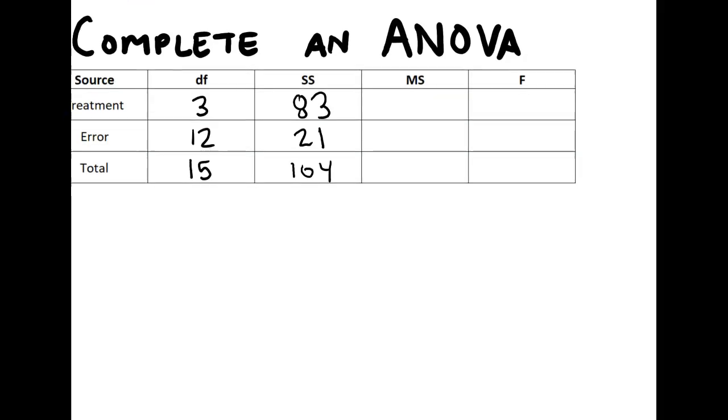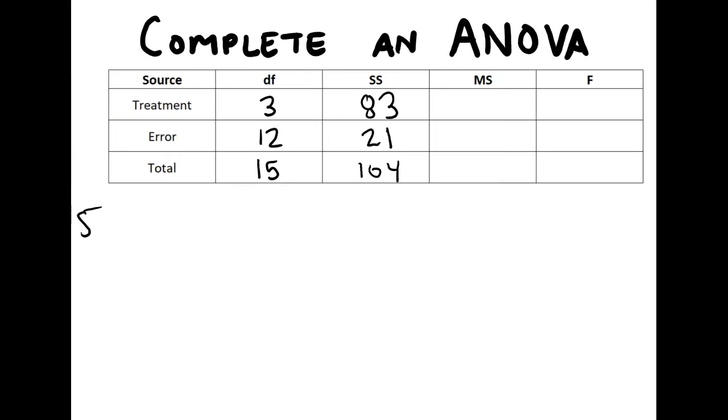Okay, the mean squares for the treatment set is going to be simply the sum of squares divided by the degrees of freedom. That is how we find the mean squares. So let me actually write that down for you: sum of squares divided by degrees of freedom is equal to the mean squares.